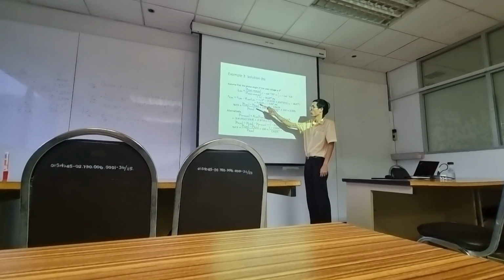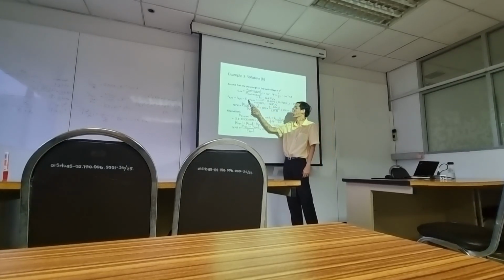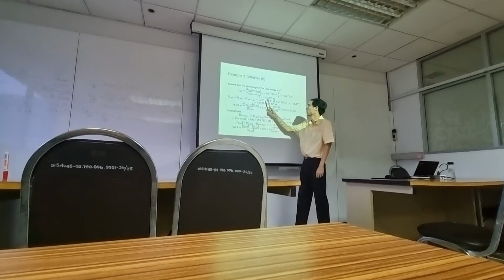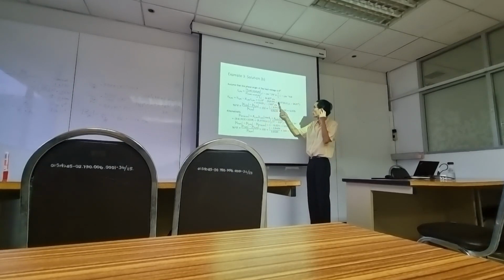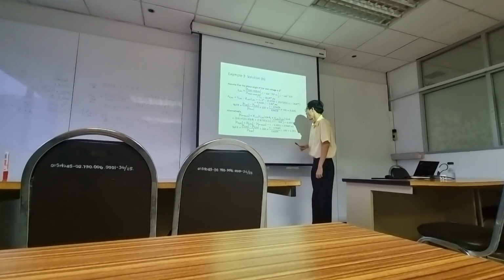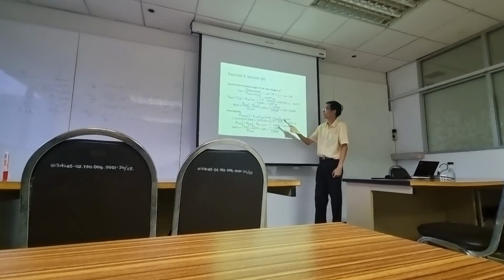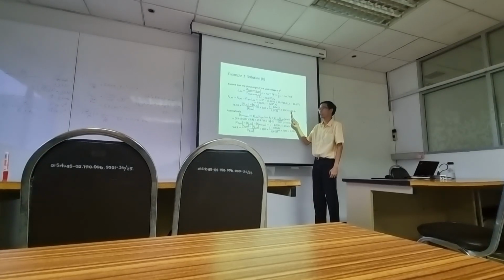The voltage at the load is Vs minus ZL IL. This is Vs, this is ZL, and this is IL. You get this out. Then calculate the voltage regulation. 1 minus this divided by this, we have 6.1%.